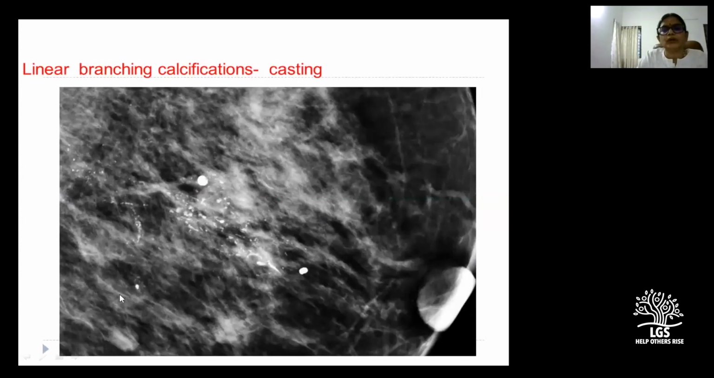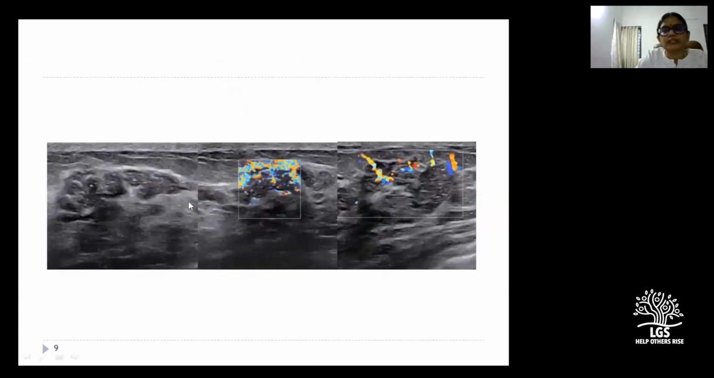And how does it look on ultrasound? Ultrasound is very difficult for imaging DCIS, particularly very small areas of DCIS. You don't see calcifications on ultrasound unless it's a very high resolution machine and you have a hypoechoic tumor within which you can spot some calcifications. But without a mass, calcification by itself is very, very difficult to perceive on an ultrasound.